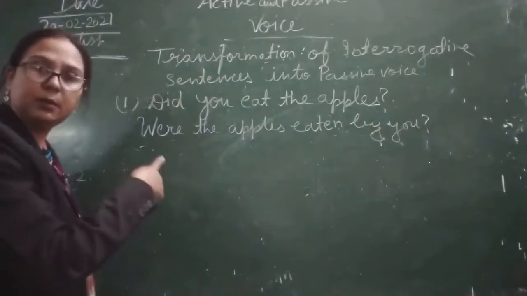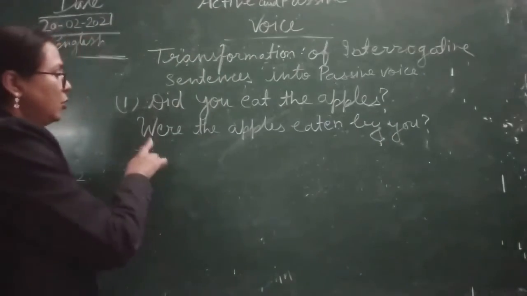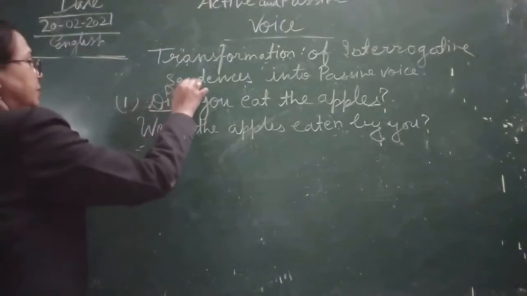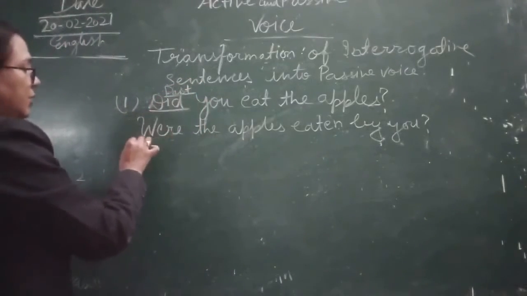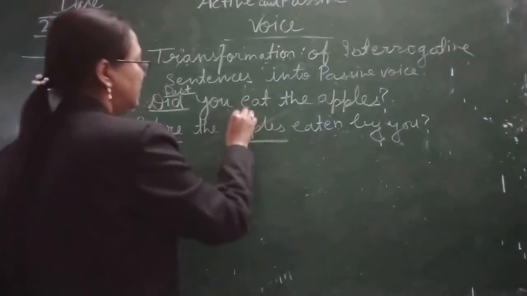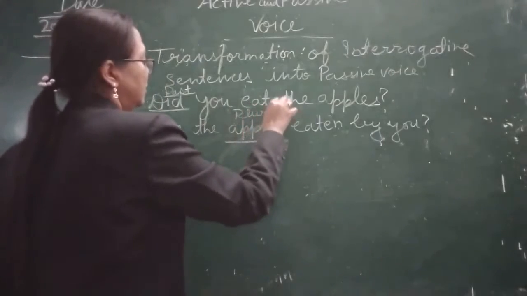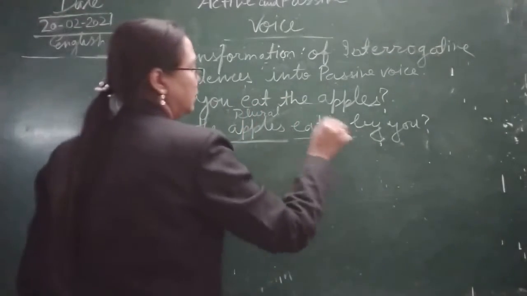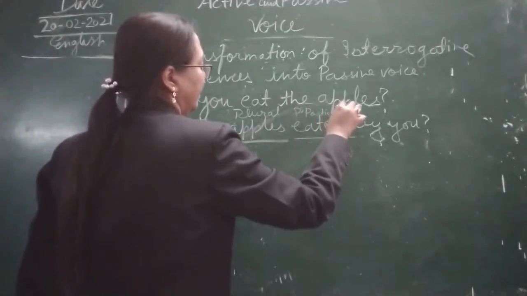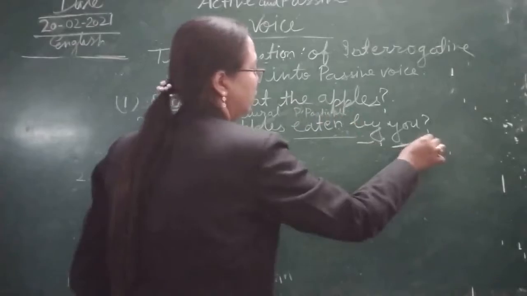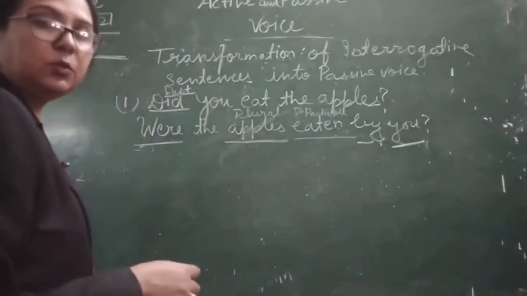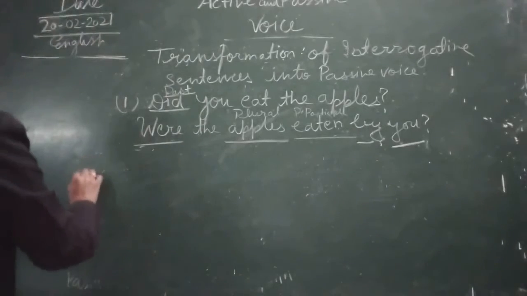Okay, children. Question mark will be placed. Were, because in place of did, this is written in past tense. That is why we are converting to were. Why were? Because apples are there. This is plural. Okay. Eaten, past participle. And here, by and you we will use. Now, we are moving to the next example, second example.